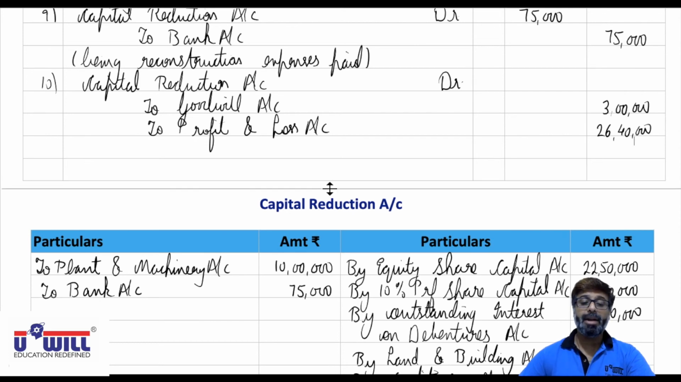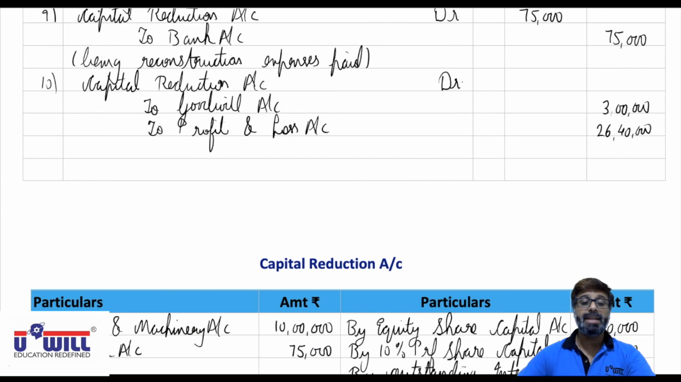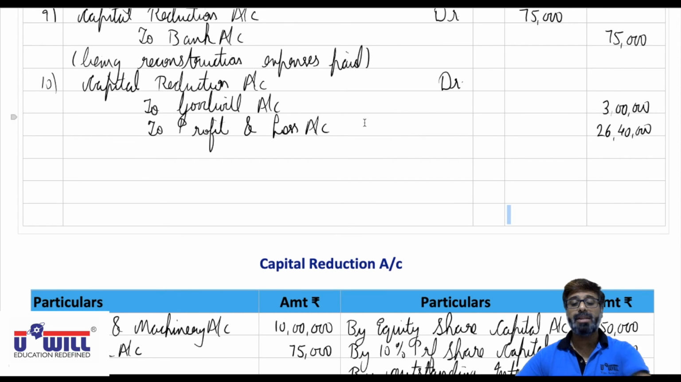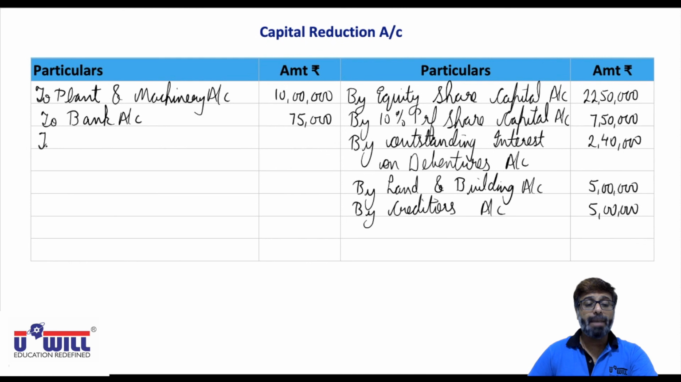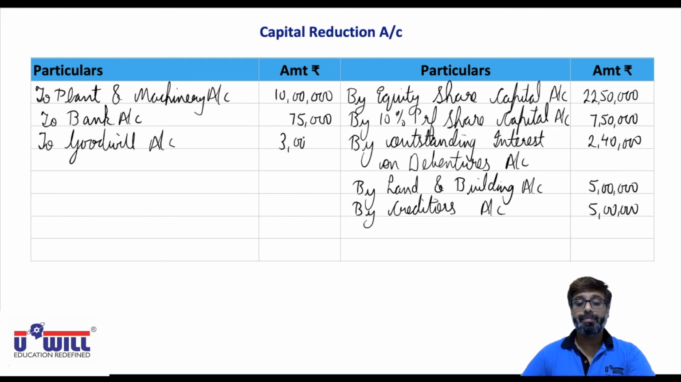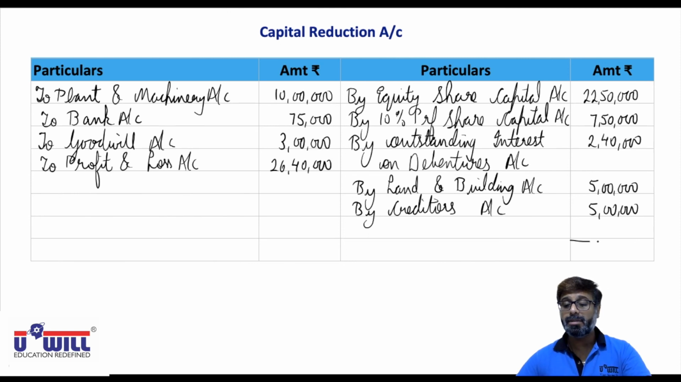Now in capital reduction account we'll write this first on the debit side. First we'll do the recording, because if any surplus remains we have to transfer it to capital reserve. So first we'll do the recording, find the surplus and combine it in this entry only. So capital reduction on the debit side, to goodwill account 3 lakhs and to profit and loss account 26,40,000. Now if any balancing surplus remains in capital reduction account, we need to transfer it to capital reserve. So let us see that.